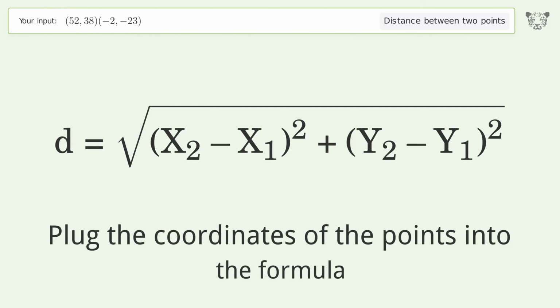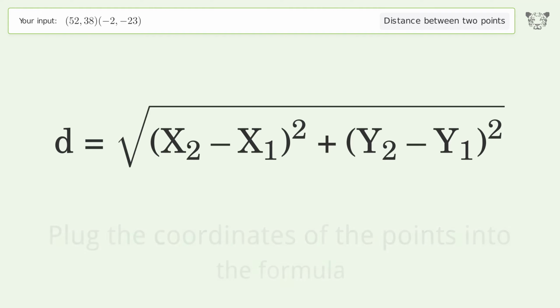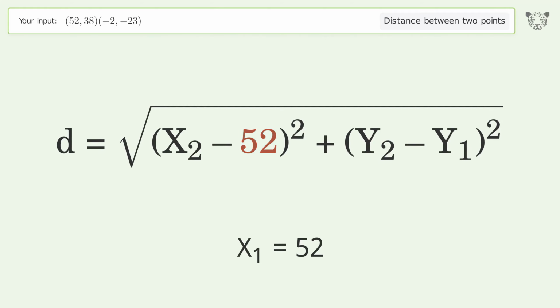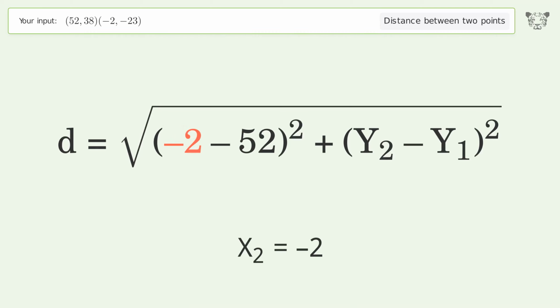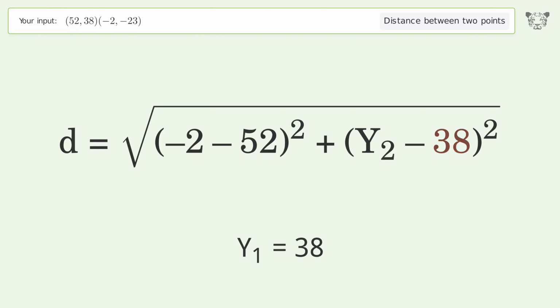Plug the coordinates of the points into the formula. x1 equals 52. x2 equals -2. y1 equals 38. y2 equals -23.